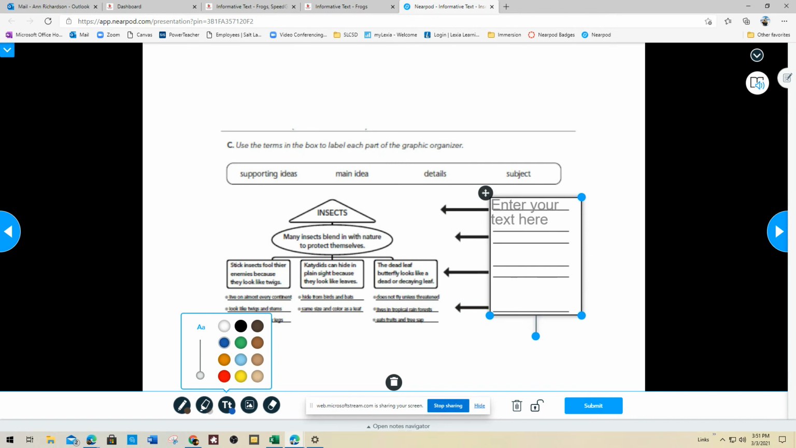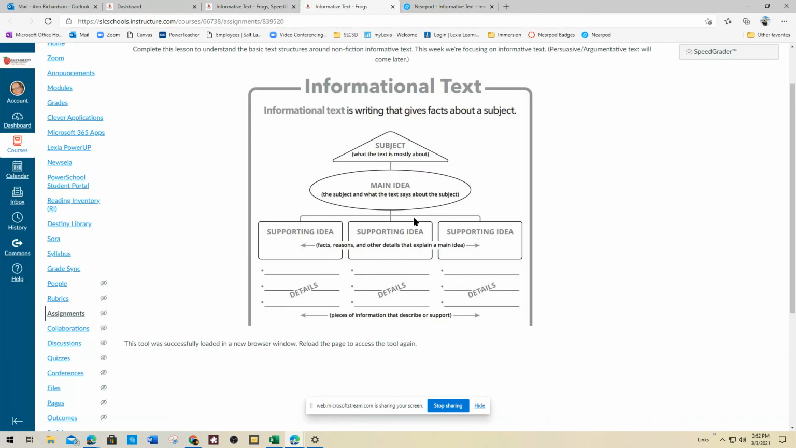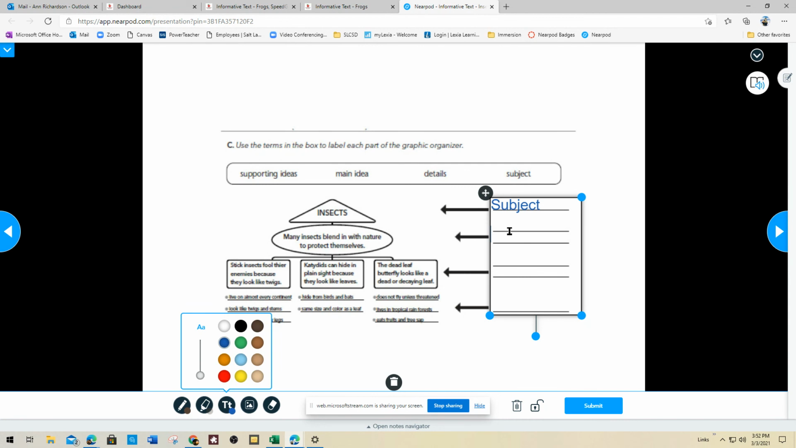Okay, our subject is going to be the top. Then we're going to come down here. What's the next thing? Many insects blend in with nature to protect themselves. Okay, I'm thinking that that's the subject, but I'm not sure. Or not the subject, the main idea. Oh, look, it is the main idea. Okay, so we can type in the main idea. And then I want you to use that graphic to fill out the rest.